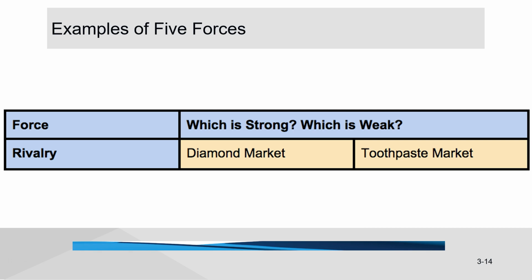Well, we said De Beers owns the majority of the supply of diamonds, so there is not a strong threat of rivalry in the diamond market. In the toothpaste market, there are lots of different suppliers, and so the market's composed of all sorts of different types of toothpaste, Crest and Colgate and Sensodyne and so on. And so the toothpaste market has a stronger threat of rivalry.